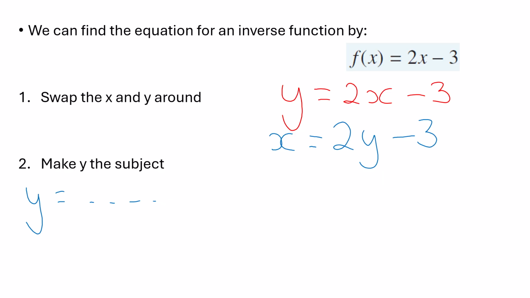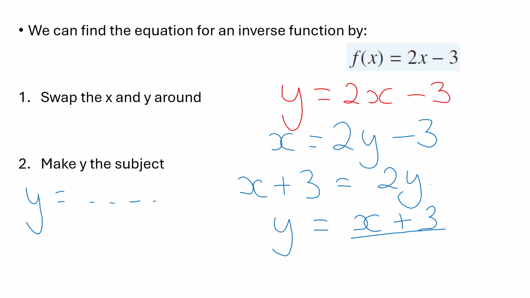First step, let's get rid of that minus 3. So we'll add 3 to both sides. Now we need to get rid of that 2 times y. So we will divide both sides by 2. So that means that our inverse function, y is equal to x plus 3, all divided by 2.